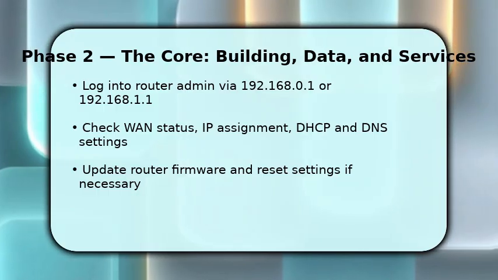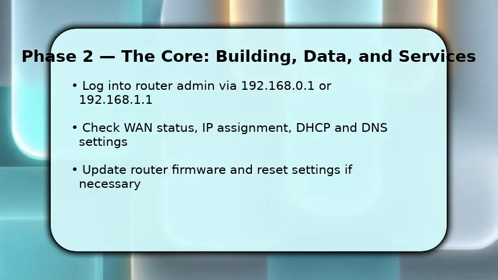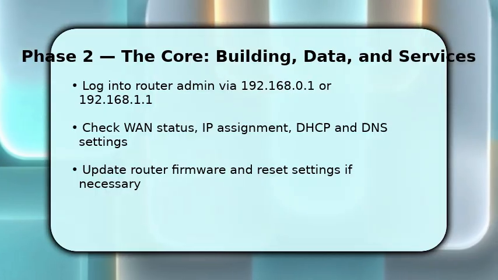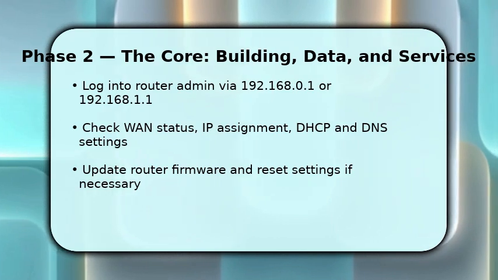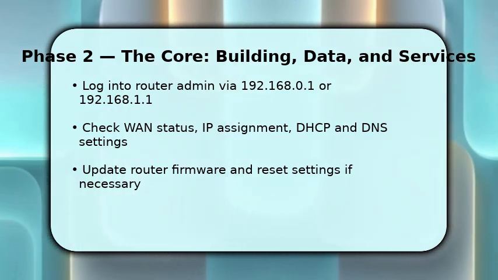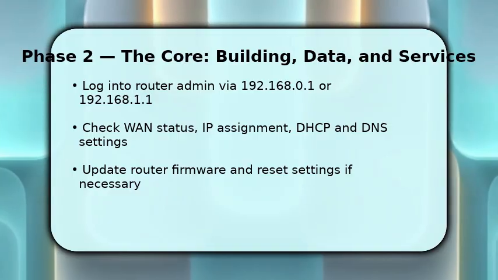Next, check DNS and DHCP ranges, make small fixes and save. If firmware is old, update it, then reboot. If misconfig persists, backup settings and factory reset to restore baseline.